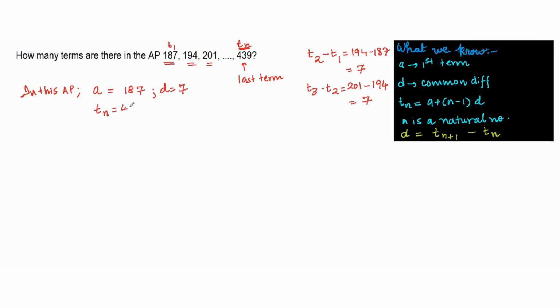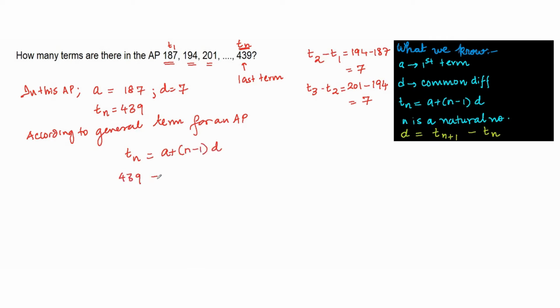So Tn is 439. Now I know that according to the general term for an AP, I can say that Tn is equal to a plus n minus 1 times d. So Tn is 439. So 439 equals a, which is 187, plus n minus 1 times 7. So 439 is equal to 187 plus 7n minus 7.